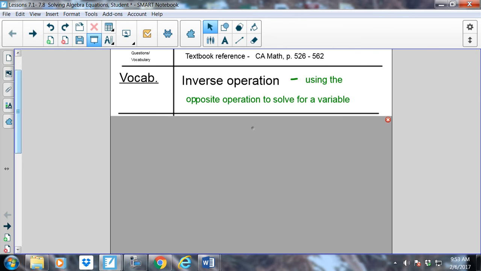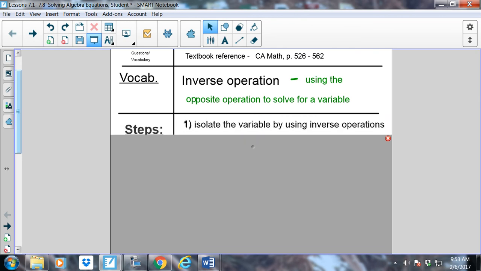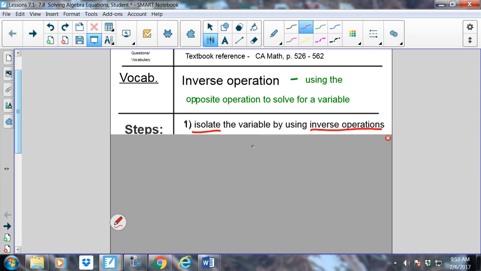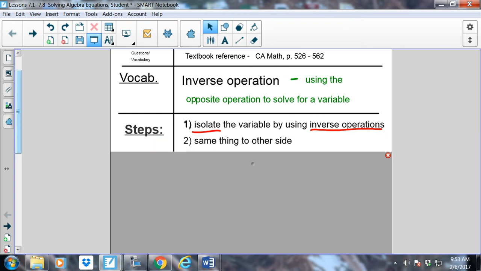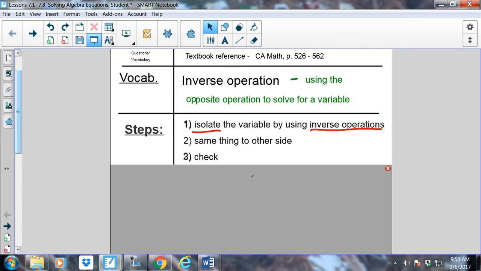The steps to solve equations. Step number one is isolate the variable by using inverse operations. Isolate means to get it all by itself by using inverse operations. We'll do several examples and go over this, so don't worry about it too much. Just get the notes down. Step two: do the same thing to the other side. The equation needs to be balanced on both sides. So if you subtract something on one side, you have to subtract it on the other, so things stay equal. And then step three, you check your answer.